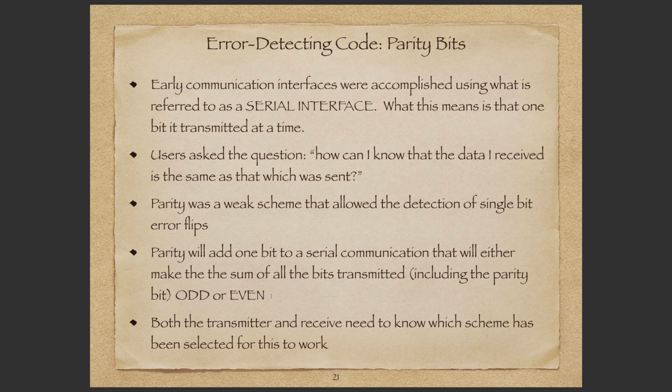Another code is what's called parity bits, and I'm going to go through this very simply. Serial communication means that you're transmitting from a sender to a receiver 1 bit at a time. The concern is how does the receiver know that it has received the data that the sender sent? One way was that the sender would include a bit called the parity bit that would be used for error checking.